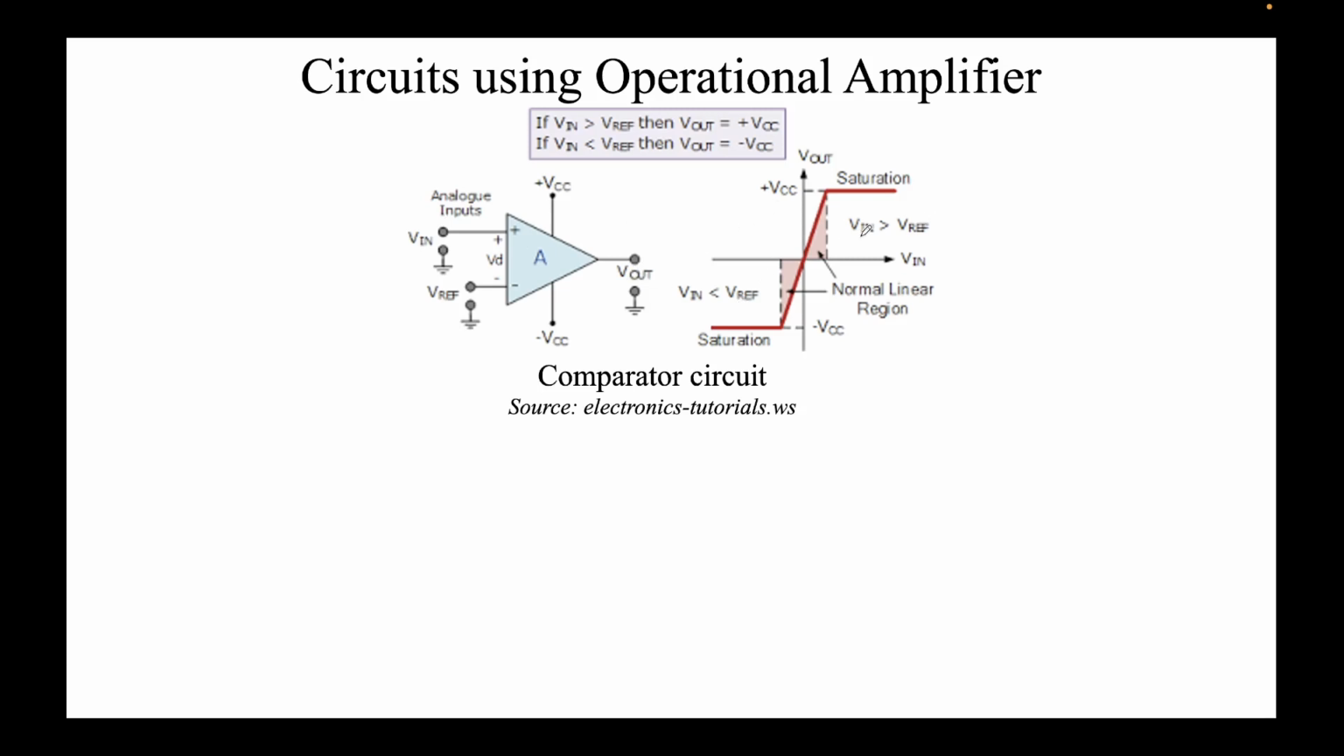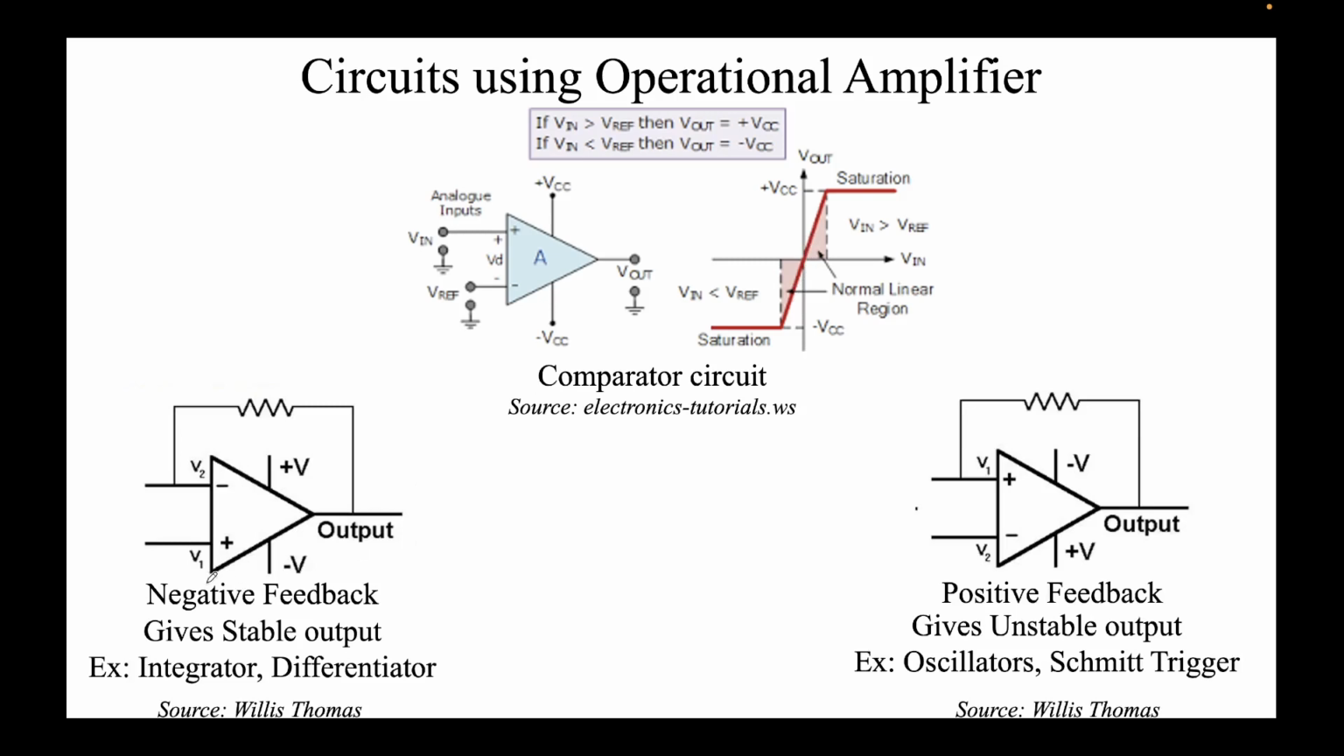So if Vin is greater than Vref, that means the positive input is seeing a higher voltage compared to the reference voltage, you will get plus Vsat. This is the plus VCC or plus Vsat. Similarly, if your input voltage is less than the reference voltage, you will get minus Vsat, you will be over here. And this is the linear region. So when you want to operate as an amplifier, you want it here. This we usually perform using negative feedback because it gives stable outputs.